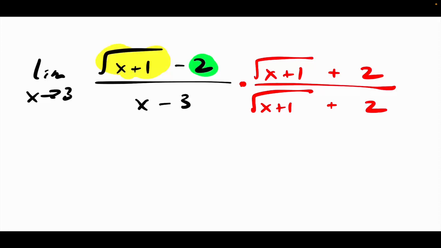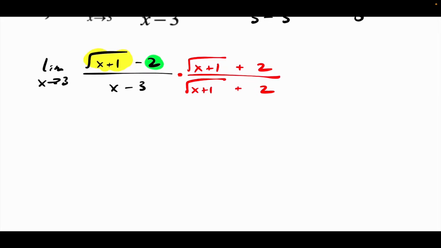So when we multiply straight across, I'm not going to multiply yet. I'm just going to take inventory of what I have. So I have this binomial times this binomial.